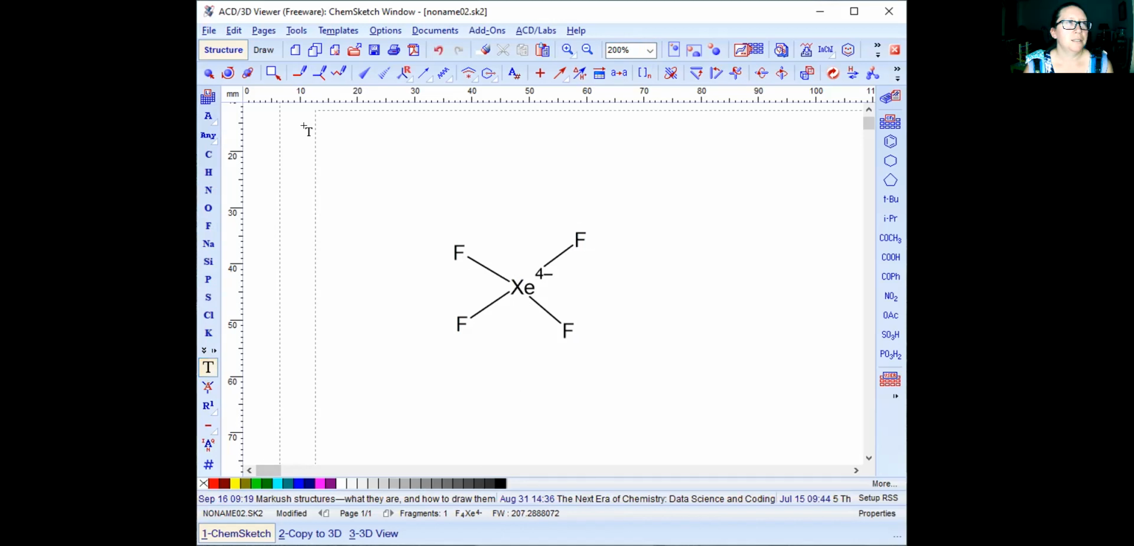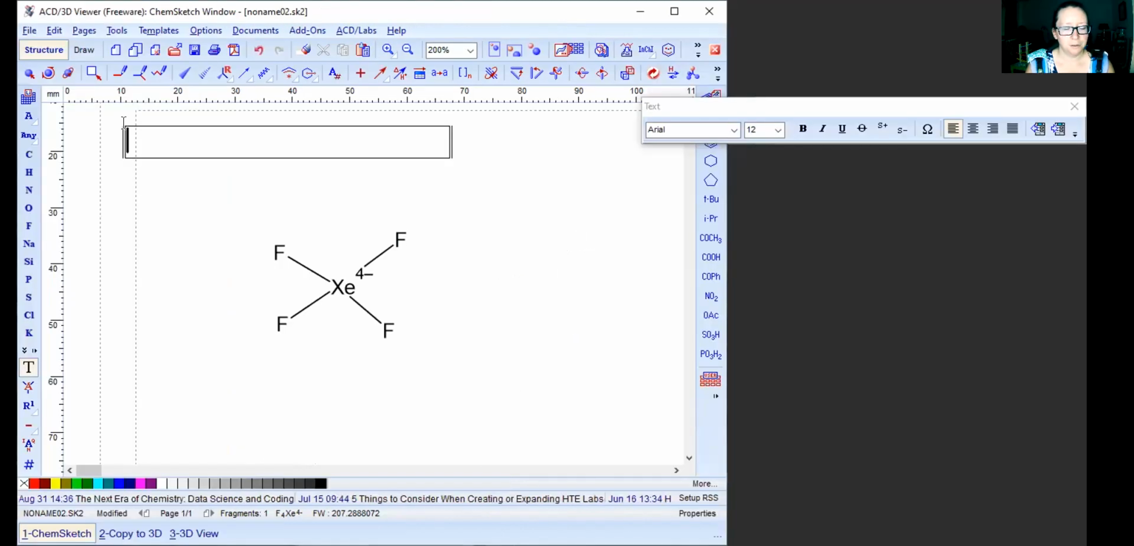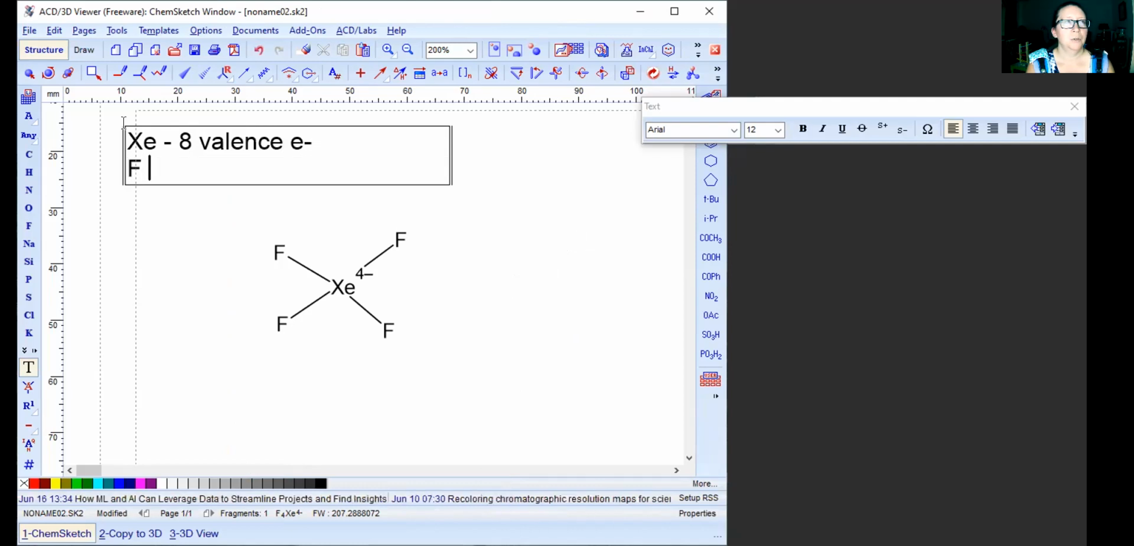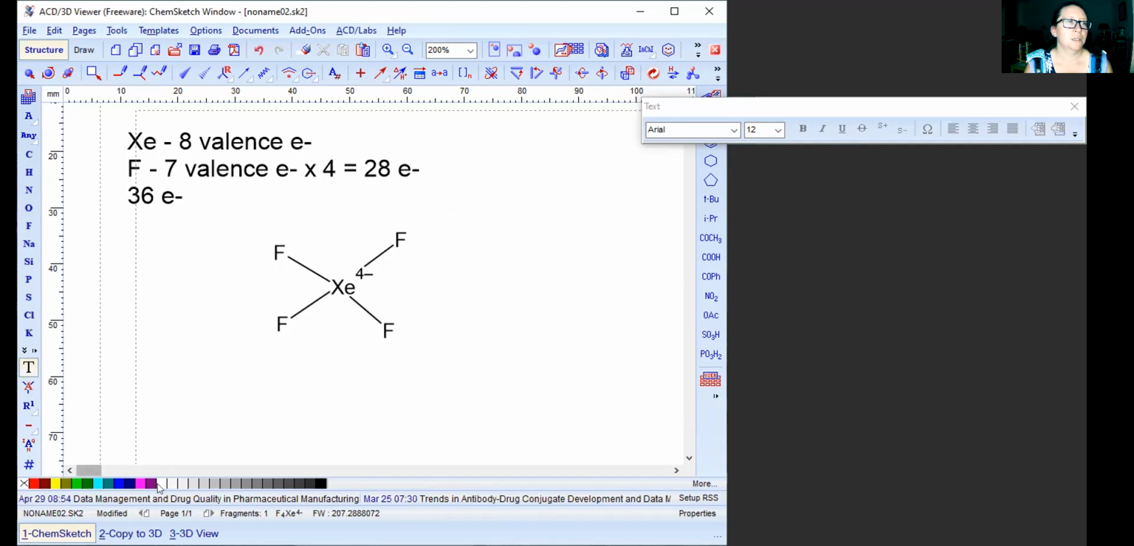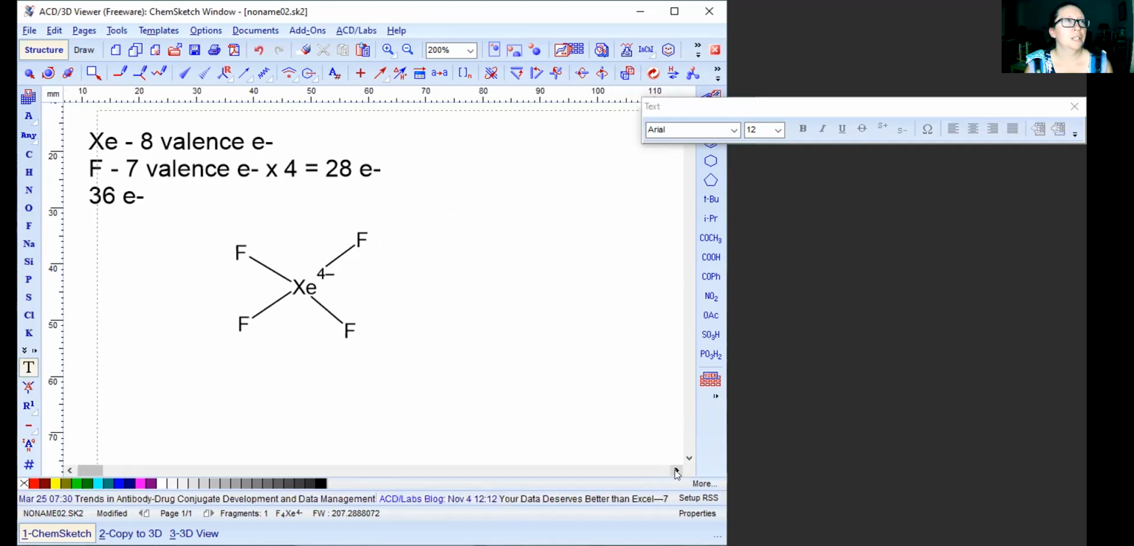Now let's take stock of the electrons. Xenon is a noble gas. It has 8 valence electrons. Fluorine is a halogen. It has 7 valence electrons. There are 4 of them, so 4 times 7 is 28. And 28 plus 8 is 36 electrons. So we need to be showing 36 electrons on our structure here.